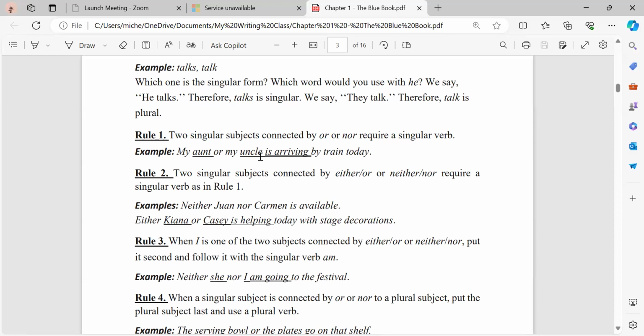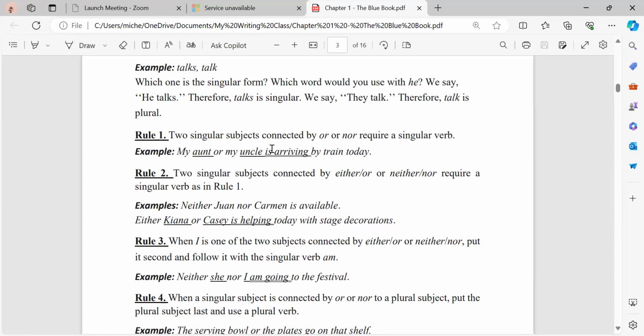Okay, so aunt or uncle may be singular if they're on their own, but since we connect them with the word or, they don't become a plural form. They still require a singular verb because it's or. It doesn't technically mean they're plural just because it's or, unless it says and, then it can be plural. So they still remain singular because it's or. It's either my aunt or my uncle. It's not going to be them both.